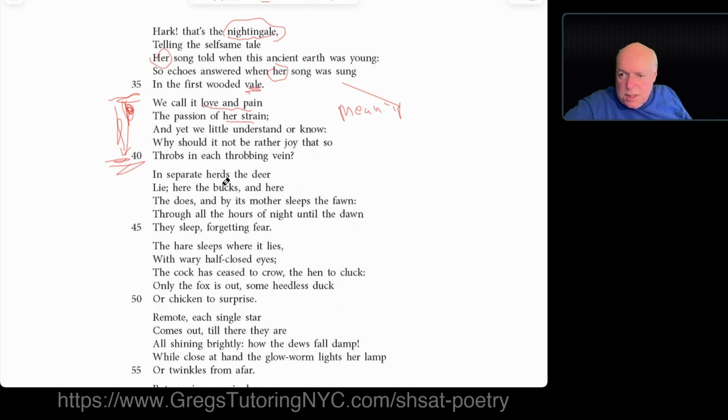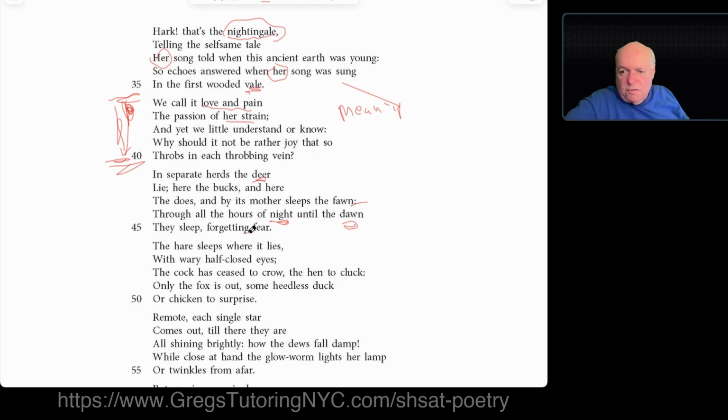And separate herds the deer lie. Here the bucks and here the does. And by its mother sleeps the fawn. So they're going back to the animals. So we have a bunch of deer asleep. And they're asleep at this point. So I think it is transpiring from evening to sometime during the nighttime at this point. Okay. So through all the hours of night again until the dawn. So it seems like now they're leaning on morning time at this point.